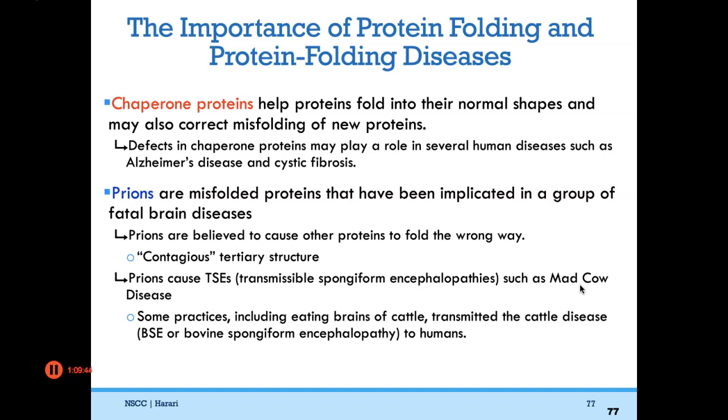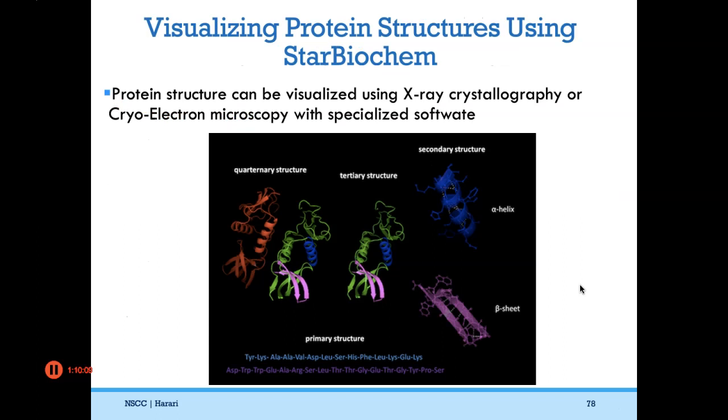And prions can cause TSEs, transmissible spongiform encephalopathies, such as mad cow disease. So mad cow disease is caused by prions misfolding in the brain. And some practices, like eating raw brains of cows, transmitted the cattle disease to humans. So that's a little bit about protein folding.